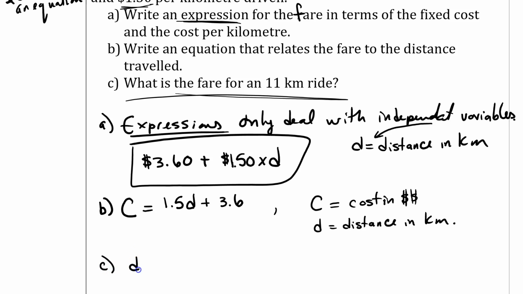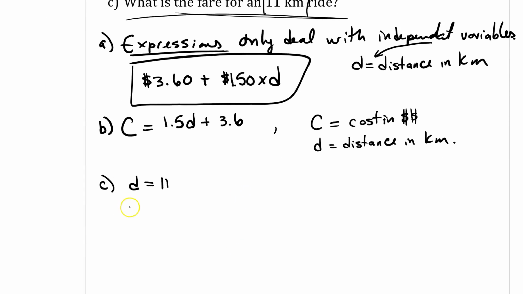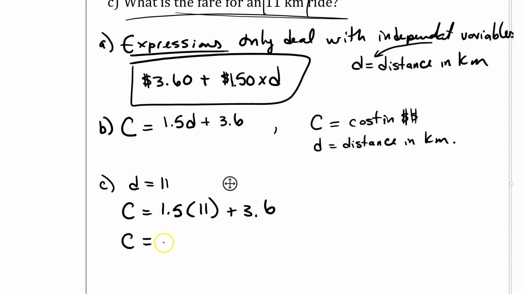Now I can use that handy dandy little equation that I just created, and I can say D equals 11 because the distance is 11 kilometers. Sometimes they're going to give you the cost and ask how far you can go, but this one is in kilometers, so we substitute in for my D. So C equals 1.5 times 11 plus 3.6. Remember BEDMAS. We need to multiply the 1.5 by 11, which is 16.50, plus 3.6. Now C is 20.1.